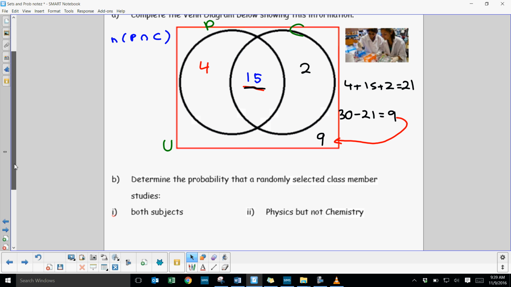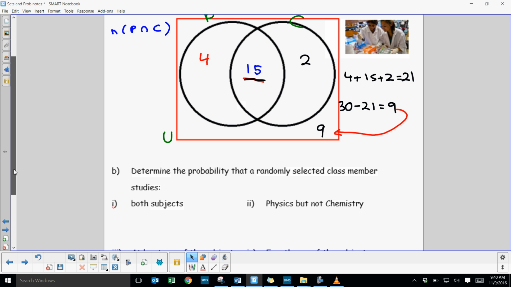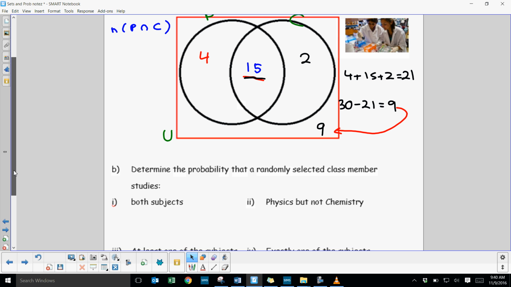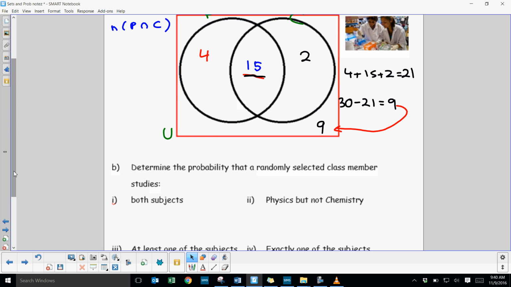So, question B. Determine the probability that a randomly selected class member studies both subjects. So this is pretty nice. You've just got to make sure you're paying attention to what the question is asking. Both subjects, they just neatly intersect. So of course that is 15.